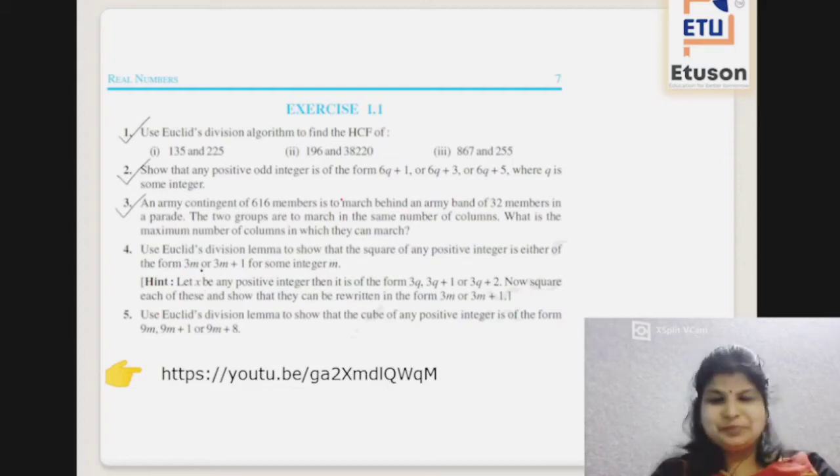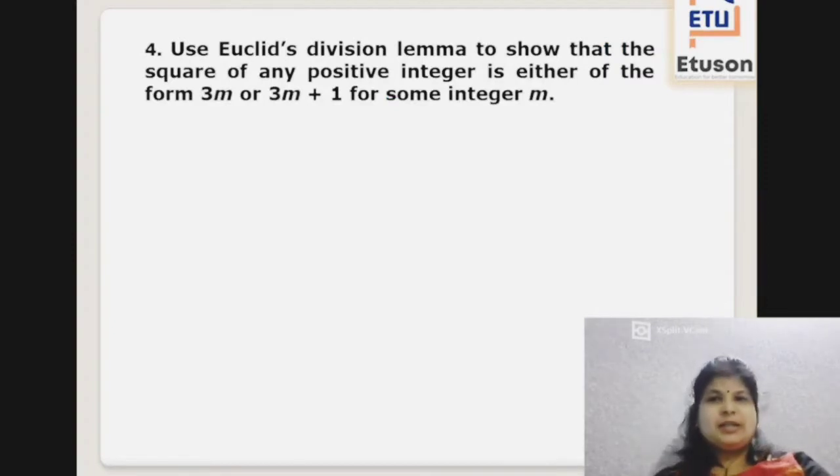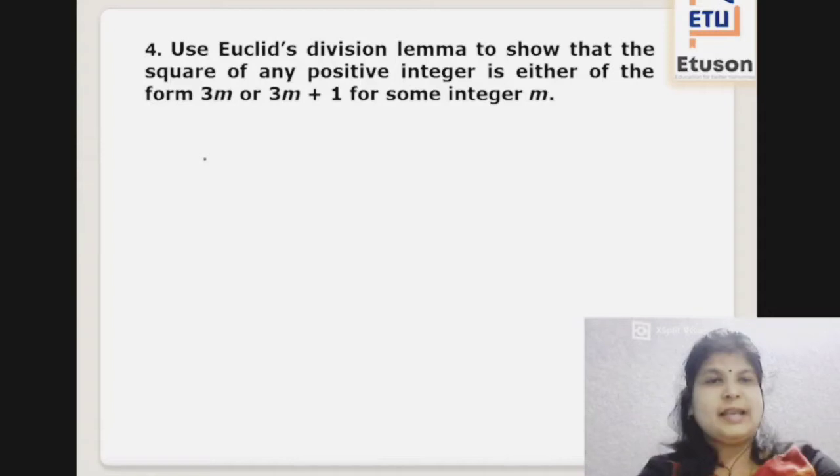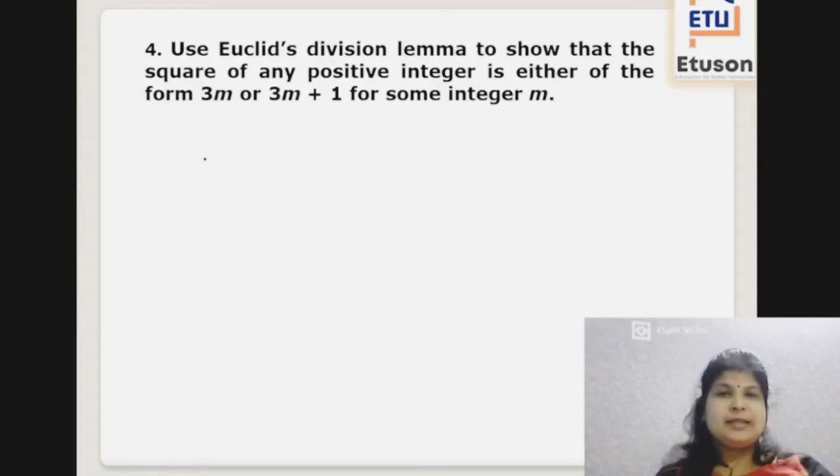Okay children, so here comes your fourth question of exercise 1.1. Use Euclid's division lemma to show that the square of any positive integer is either of the form 3m or 3m plus 1 for some integer m. So how are you going to start it? I think there is a hint given in the question.